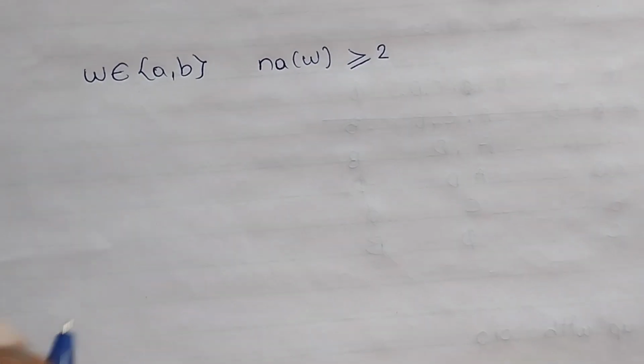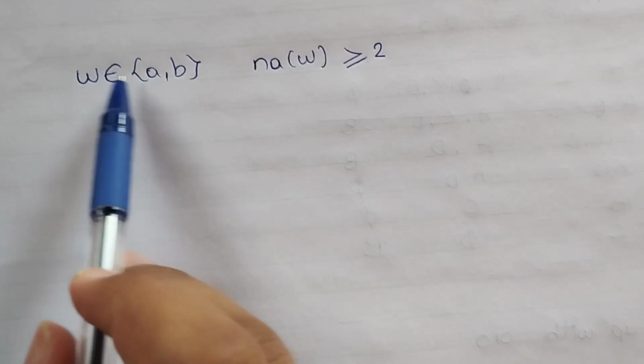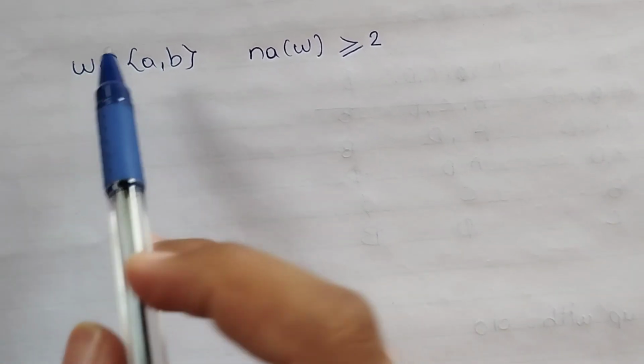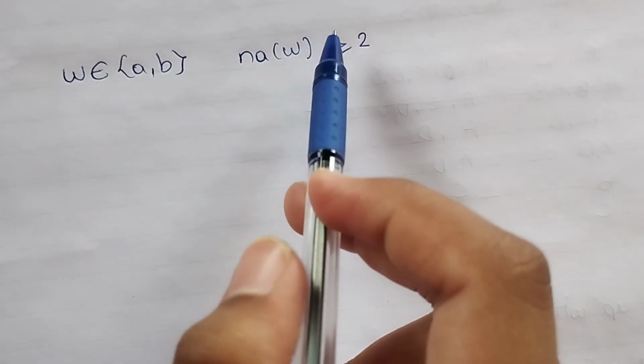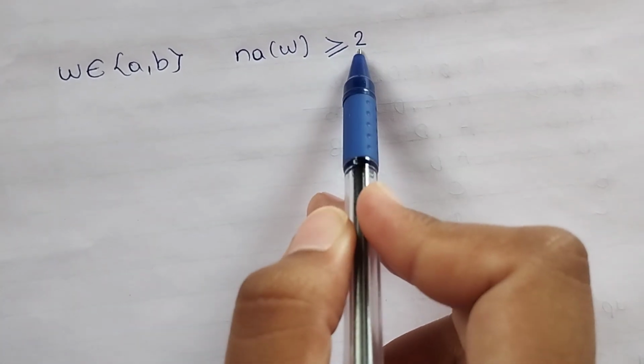We see one more example. In this example, W contains this string symbol. We say W contains A and B where the number of A's in W is greater than or equal to 3 or 2.